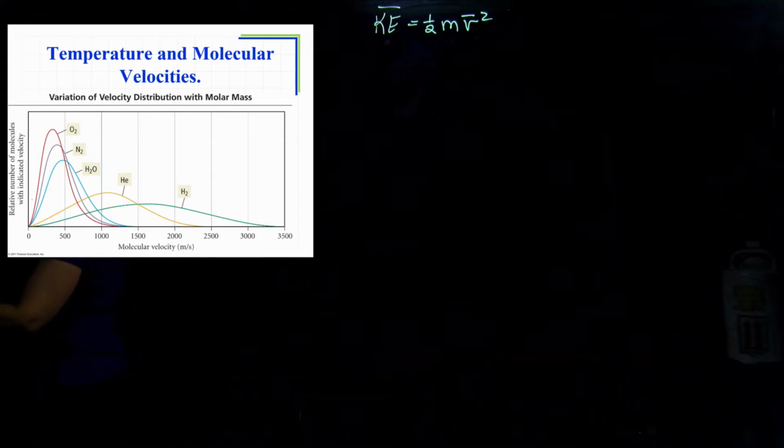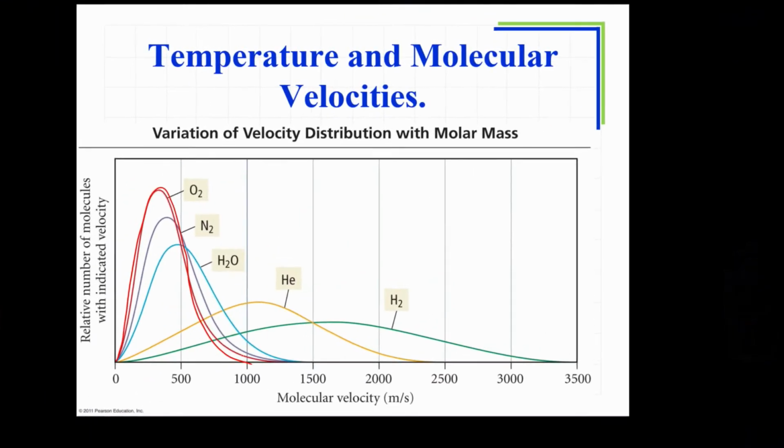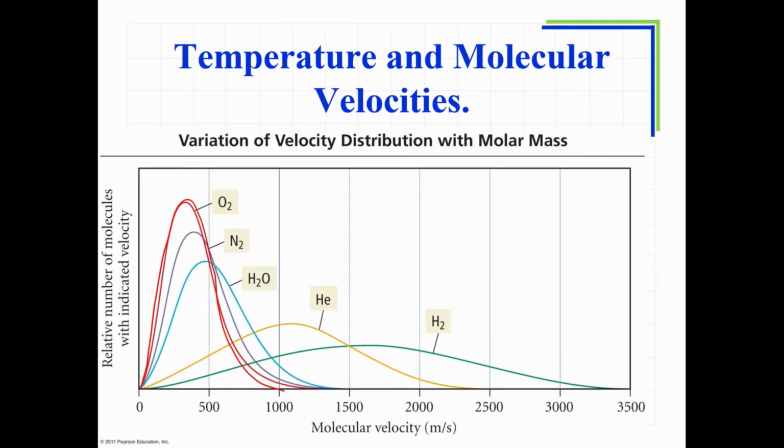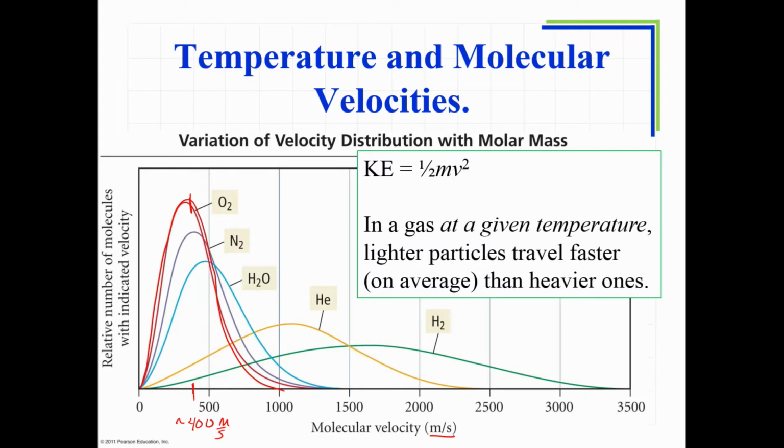When we see a mountain like this peak here, we need to be able to read what it's telling us. The average is a little off center, down here, and we could say that on average the molecules of oxygen are traveling approximately 400, and the units are meters per second. Now what are we doing? We're keeping all of these at the same temperature. So each one of these is at the same temperature.